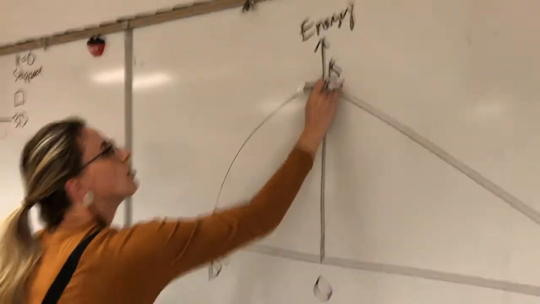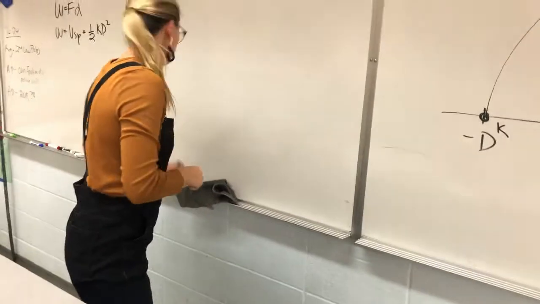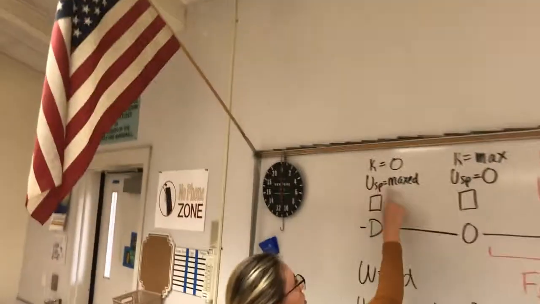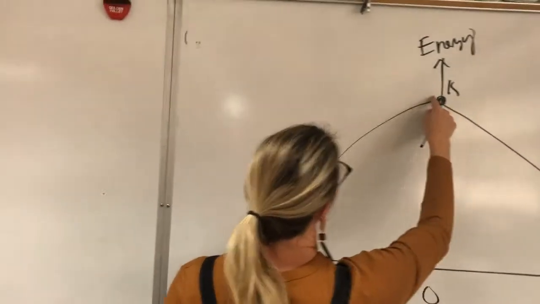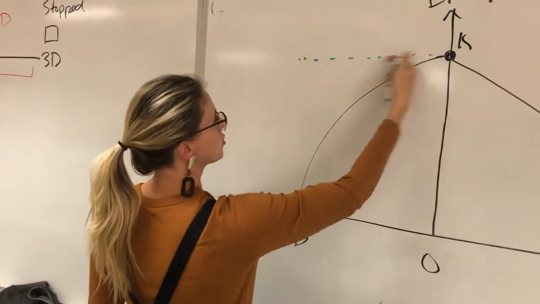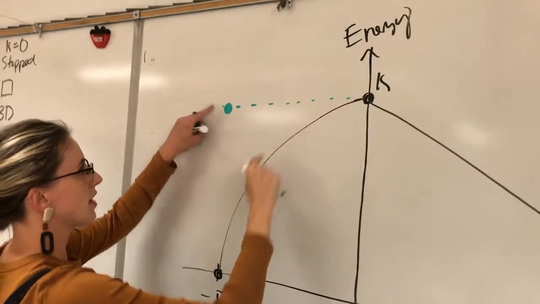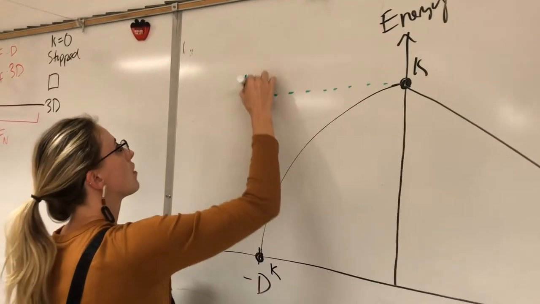All right, so now we've answered the first one. What's the next one? It says, oh, there it is. The potential energy of the block spring system. So at negative D, what is our potential energy? It's max. Now, the law of conservation of energy says it's got to be the same as the kinetic. So this is what they're going to give you points for, making sure that you have addressed the fact that the energy has to be the same at the beginning for UG and for kinetic, because where's that kinetic energy coming from? Out of the spring.